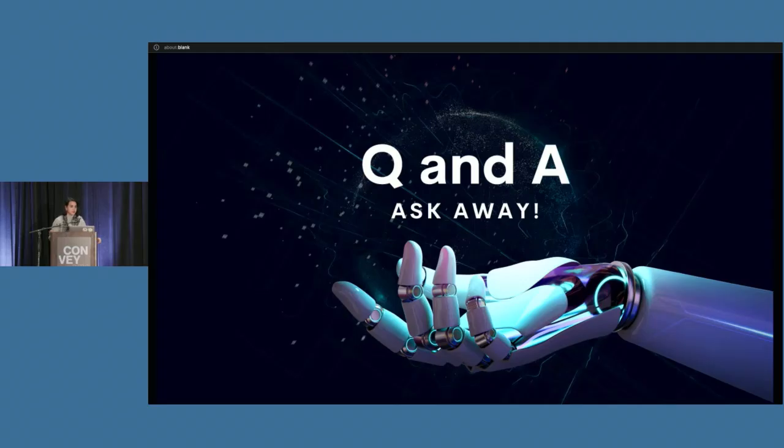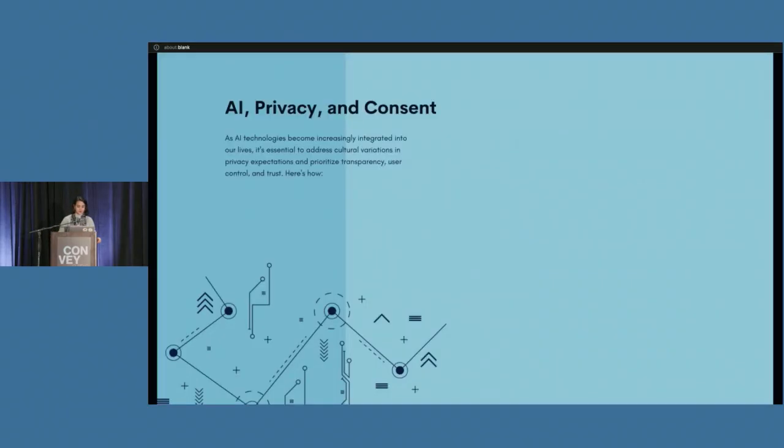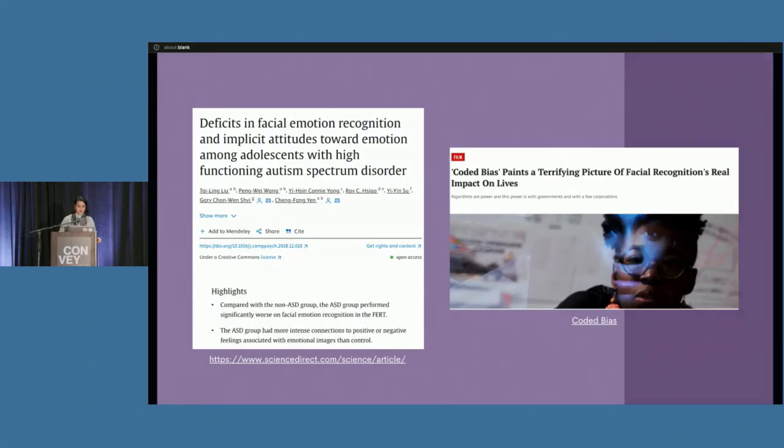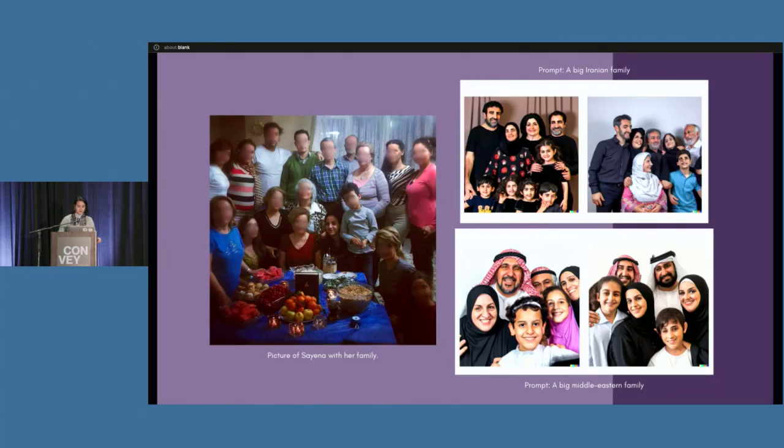You showed the picture of the Iranian family that the AI generated. What was it about that picture that made it not representative of an Iranian family? I'm not familiar with how it should look, but what stood out, I guess?